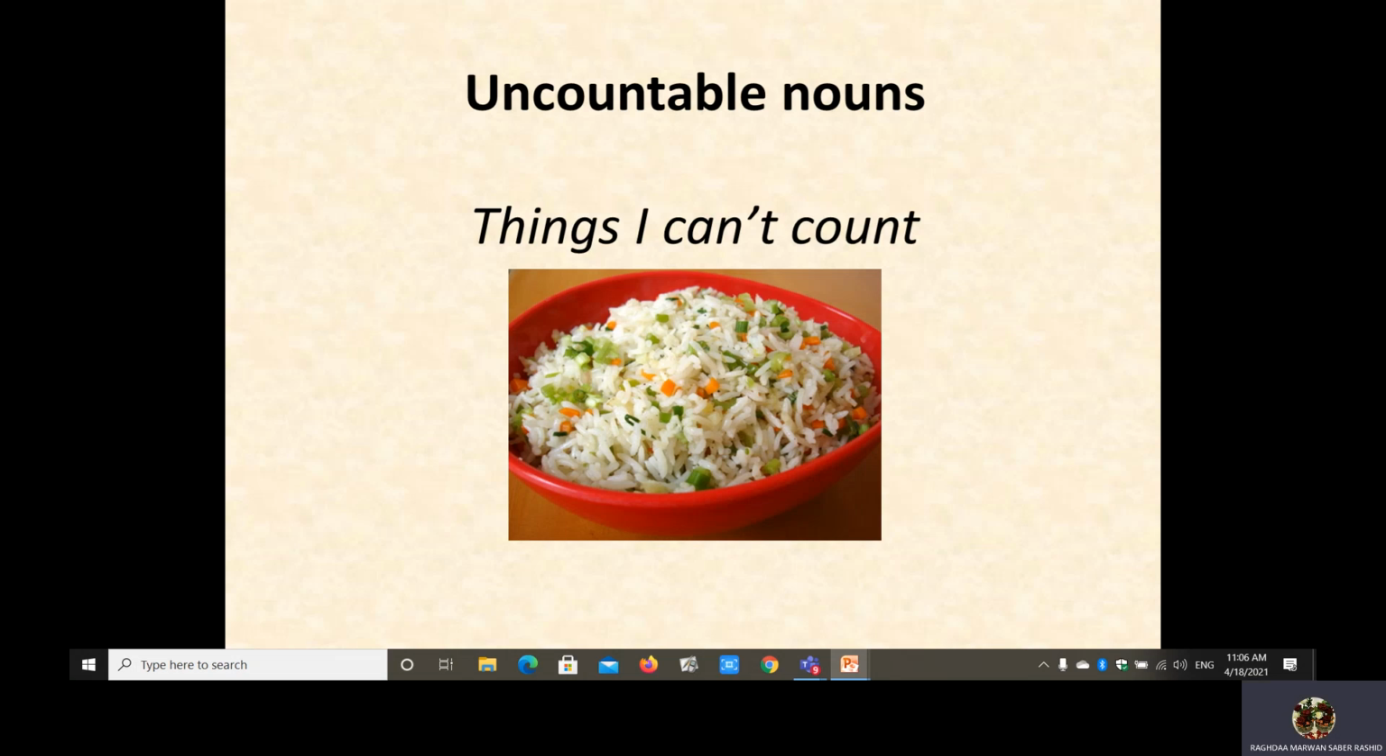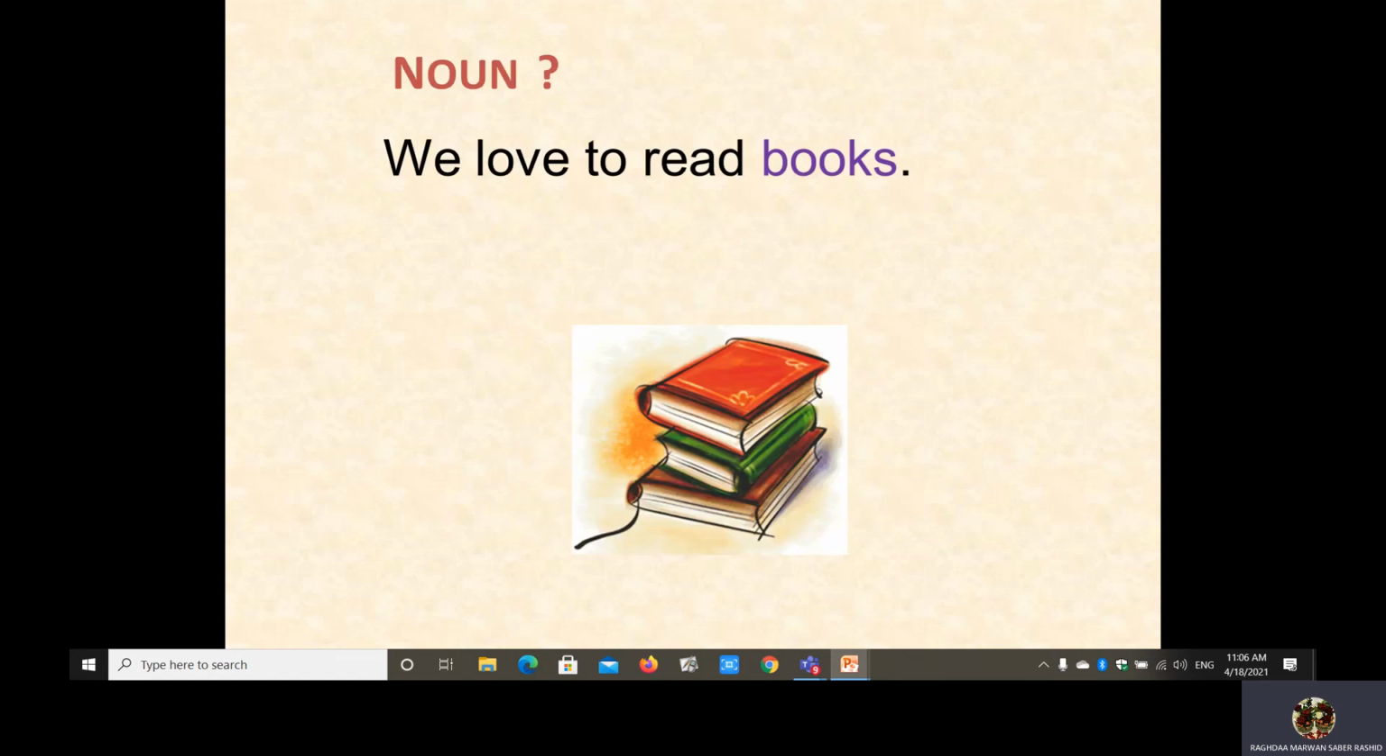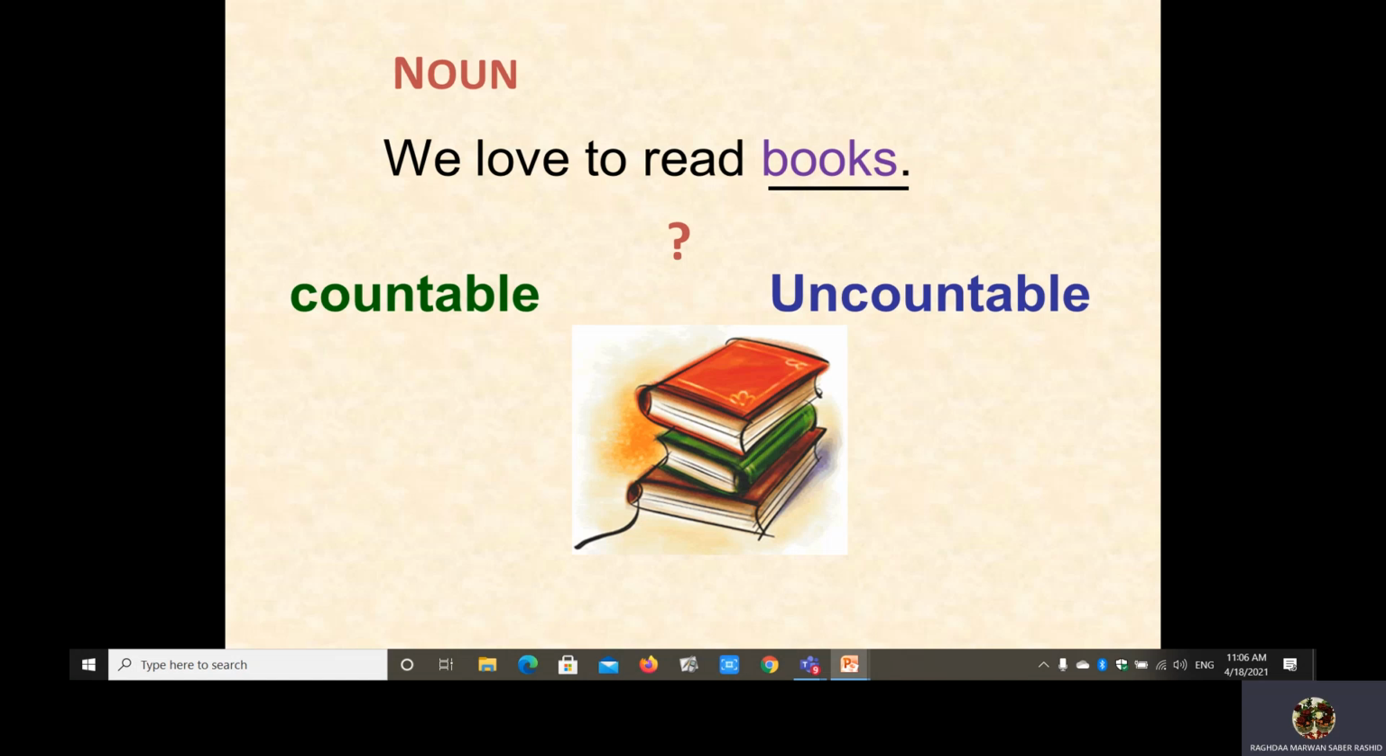What about uncountable nouns? Uncountable nouns means things I can't count. We love to read books. Where is the noun in this sentence? Books. Is it countable or uncountable? If you find s at the end, it means plural, so it means we can count it because we have the plural of the word. It means it's a countable noun. Books. We can say 1 book, a book, or books. It means it's countable.